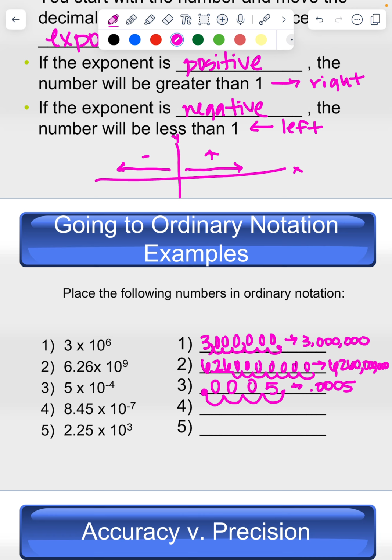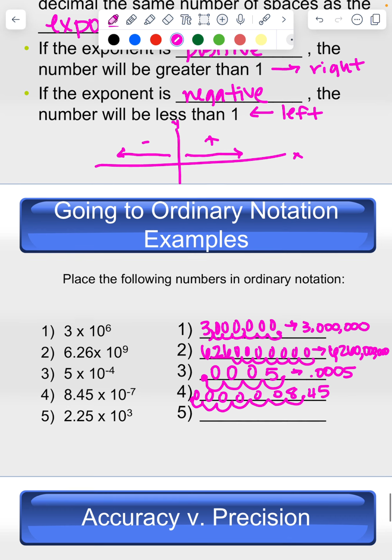Same thing with number 4. We have a negative exponent, so we need to move it to the left. So we have 8.45. We're going to move it over 7. So there's 1, 2, 3, 4, 5, 6, 7. Fill it all in with zeros. And there you get your ordinary notation.